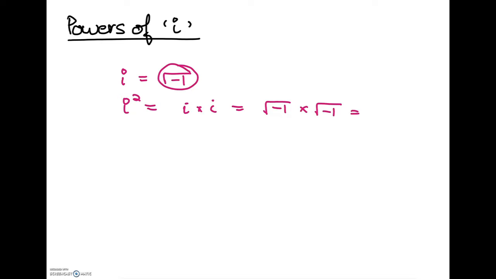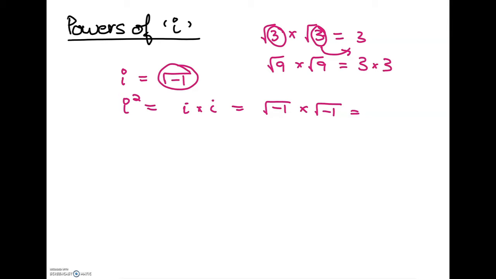And you know with any square roots that if you multiply two square roots together and the number inside is the same, your final answer will just be that number. For example, we know that the square root of 9 times the square root of 9 is just equal to 3 times 3, which is just equal to 9. So the number will remain the same. In this case, our final answer will be -1. That proves that i squared is equal to -1.